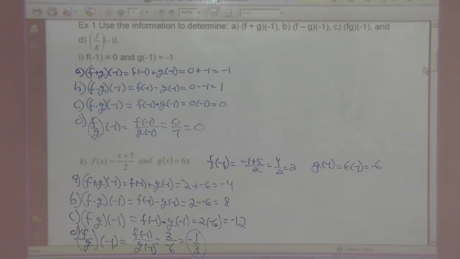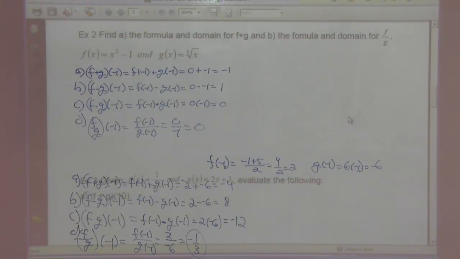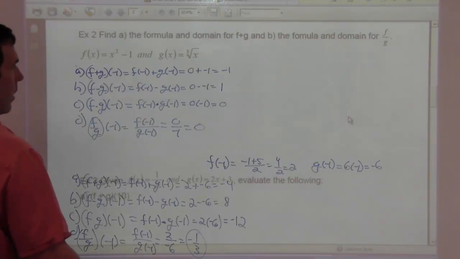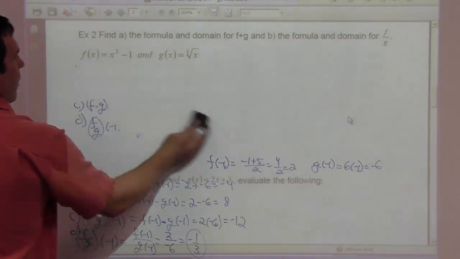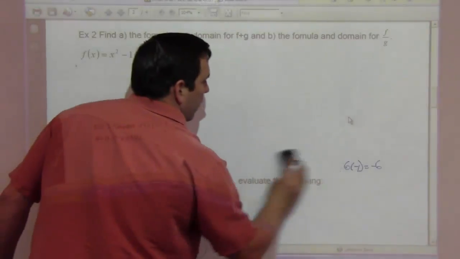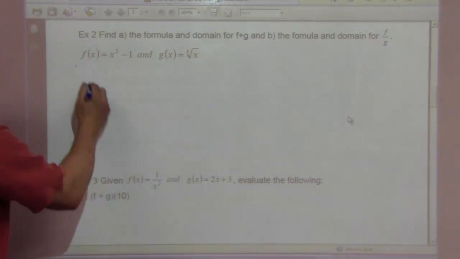On to the next page. This is the formula and domain for f plus g, and find the formula and domain for f plus g and f minus g. Okay? F divided by g, excuse me.